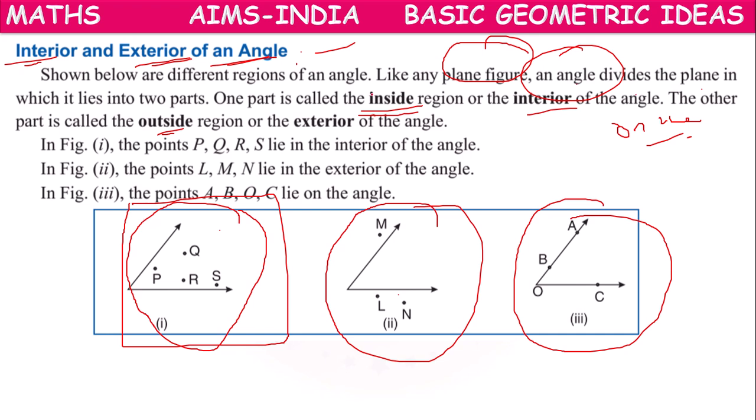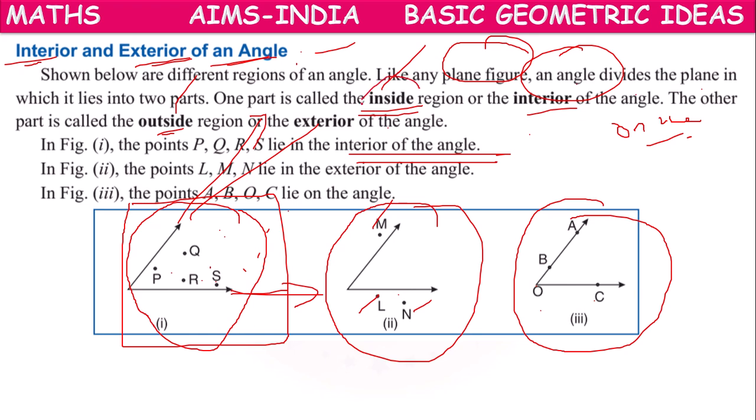So one part is inside the region, another part is outside the region, and one more part is on the region. Here P, Q, R, S are in the interior of the angle. They are present in the interior part of the angle because these two rays can be extended. They are in between the two rays. Whereas here M, L, N are outside the angle, whereas A, B, C and O lie on the angle.